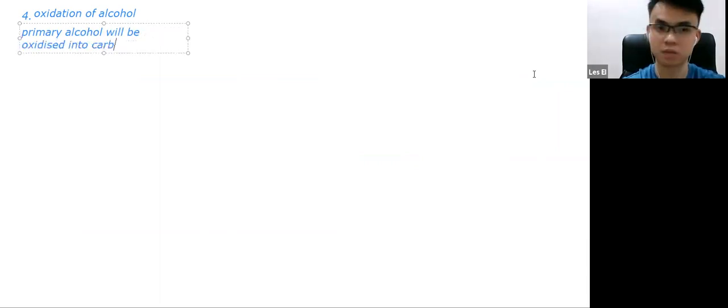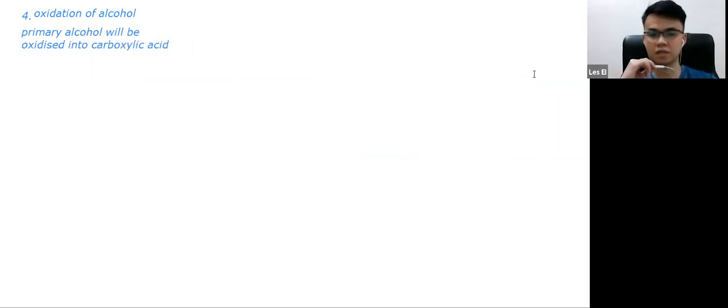Okay, still about alcohol. The fourth point that you have to know is oxidation of alcohol. So keep in mind, primary alcohol will be oxidized into carboxylic acid. And this is the basic that you need to know for IGCSE. Not all alcohol can be oxidized, but that question will never be asked in IGCSE. So whenever they ask you about the oxidation of alcohol, the product will be carboxylic acid because IGCSE only learns about the primary alcohol.